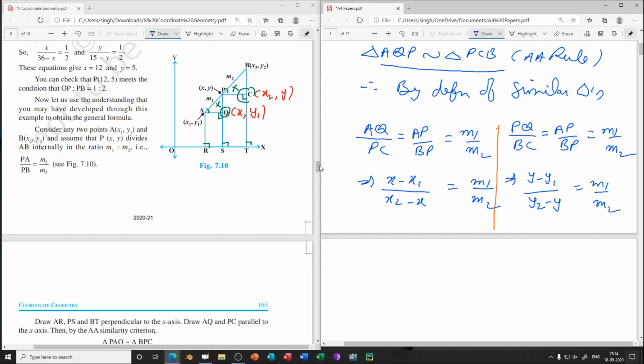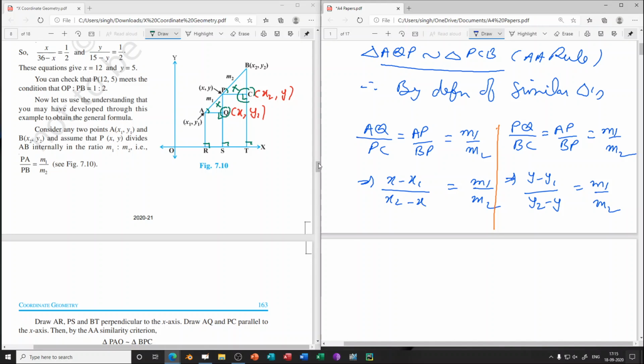Now how to get PC? PC is a simple one. If you see the figure, point C is at a distance of x2 from the y-axis and point P is at a distance of x from the y-axis. So PC will be x2 minus x. So what we are getting is (x minus x1) over (x2 minus x) equal to m1 by m2. From this, by cross multiplication, we will obtain the value of x, which gives us the x coordinate of point P.